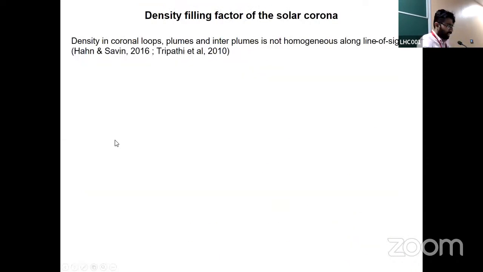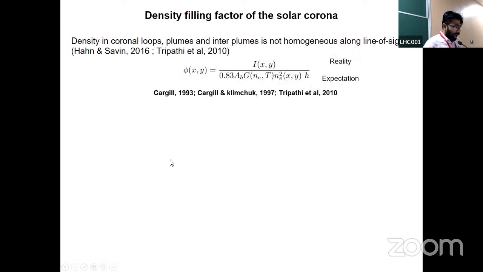So let's understand what are the other ways of measuring the density filling factor apart from simple imaging, where you can just measure the width of an individual strand and the width of the region enclosing those individual strands. There's another way of doing it, and that is by using the emission measure. And this has also been done a long time back. I think in the 1990s some people were looking at it. Anyway, these authors have shown that the densities in coronal loops, plumes, and interplumes are not homogeneous along the line of sight. And how do they do that?